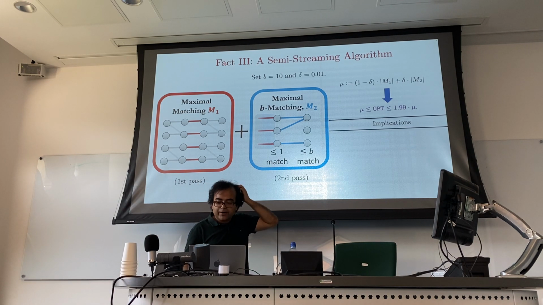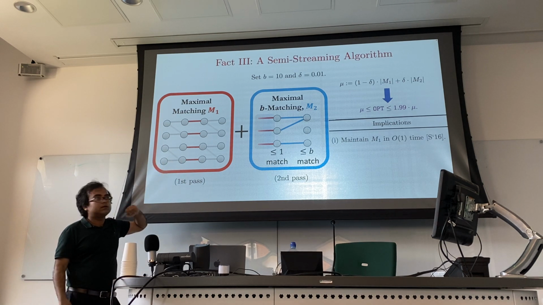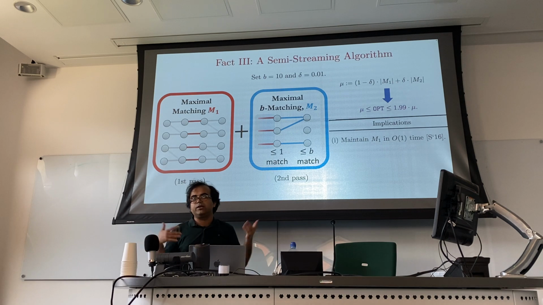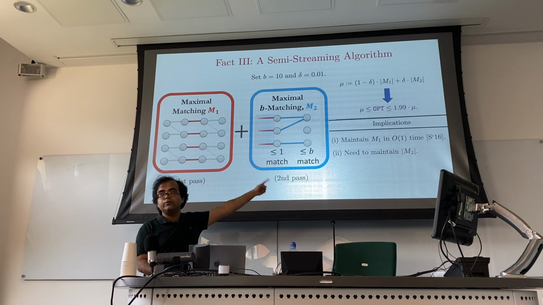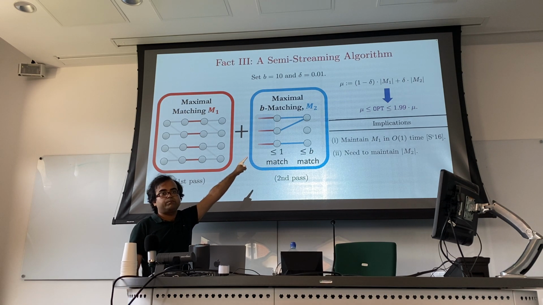If you want to maintain 1.99 approximation in the dynamic setting now, what should we do? Okay, this M1, this red matching, just maintain it using previous work. This is just a maximal matching, polylog update time. The challenge is maintaining the size of M2. We don't even need to maintain M2. We only need the size of M2. That's the key take-home message from this point above.